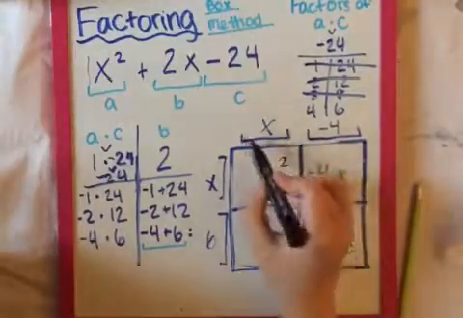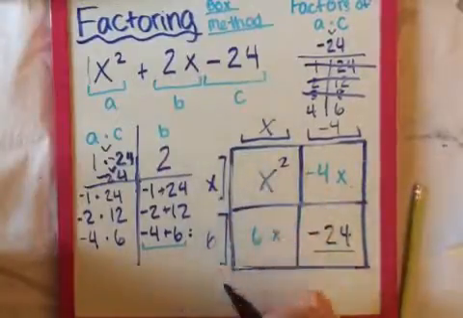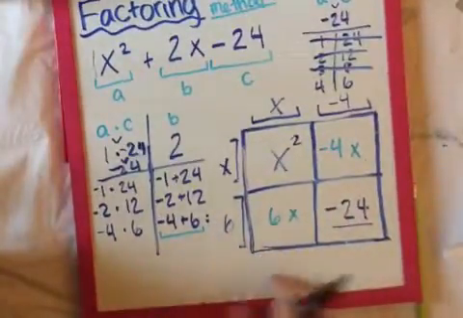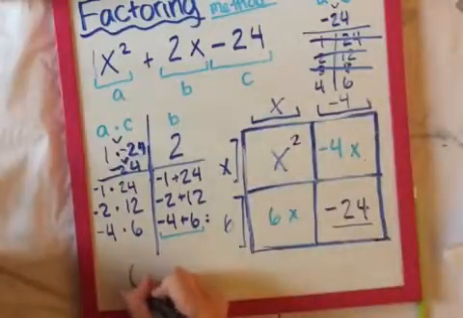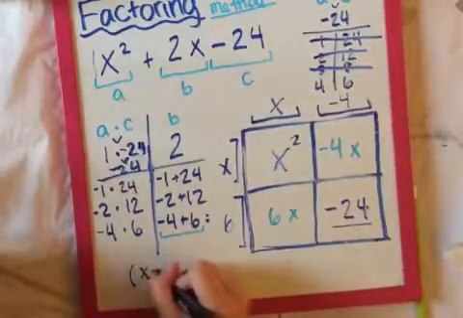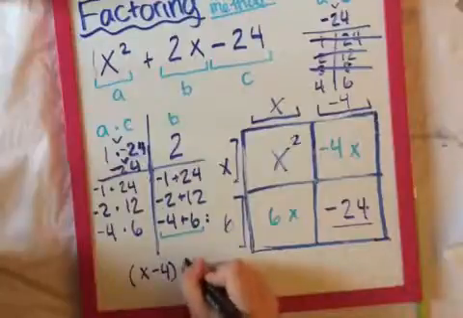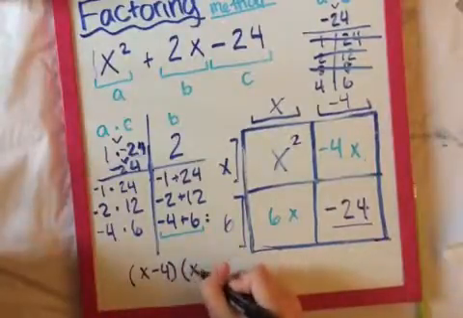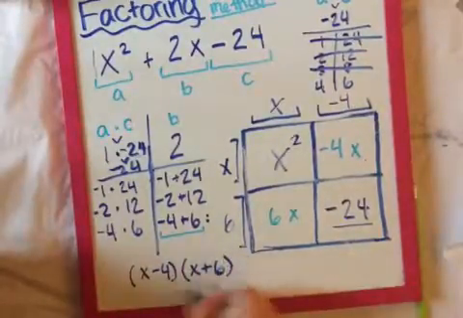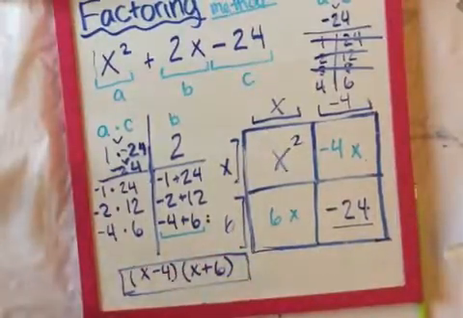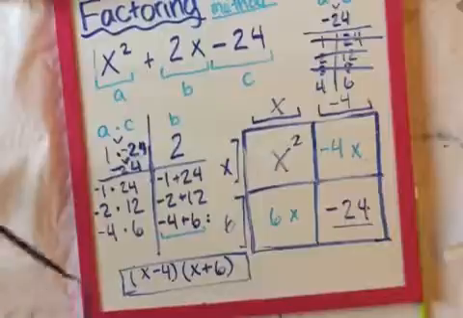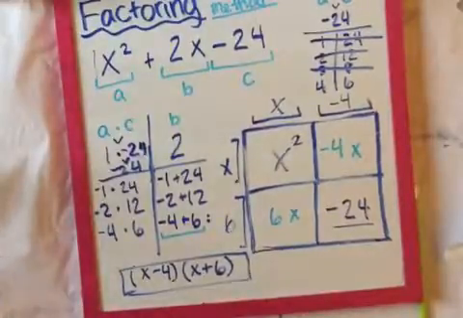And so how we have this set up like this, it gives us the perfect setup for writing out our actual answer. So we could do these in parentheses, x minus 4 times x plus 6. And that is your answer. So this was just an explanation of factoring using the box method.